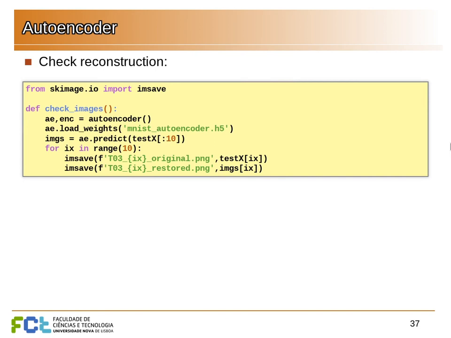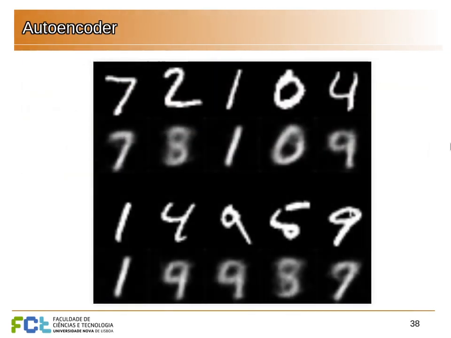So again, we create the autoencoder, load the weights, and predict the result of the autoencoder, for example, for the first 10 images in the test set. So here we have the reconstruction of these 10 images. And now we can save the original and the restored images to a file that you can then look at with an image editor or something like that. So this is an example. These are original images. These are the images reconstructed by the autoencoder. One thing that we can see is, for example, this 4 and this 9 were reconstructed as very similar images. Our autoencoder has a hard time distinguishing between 4 and 9.